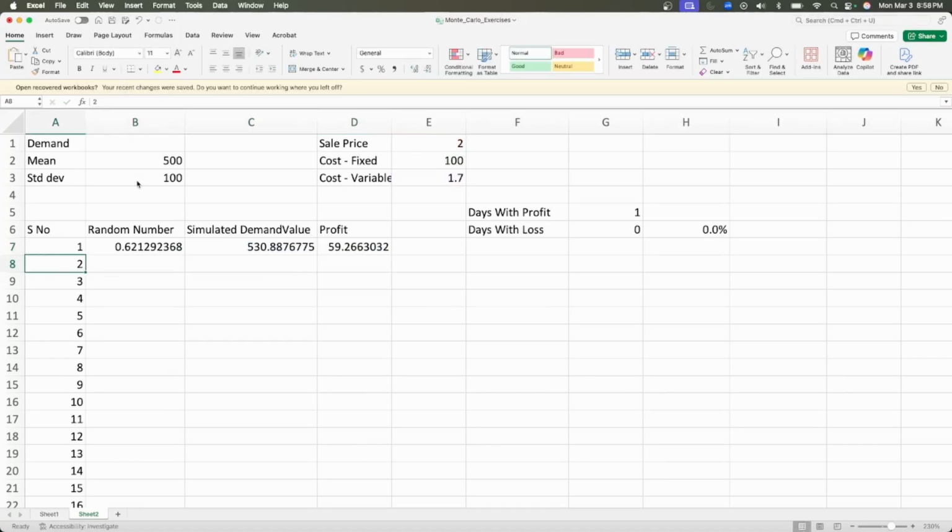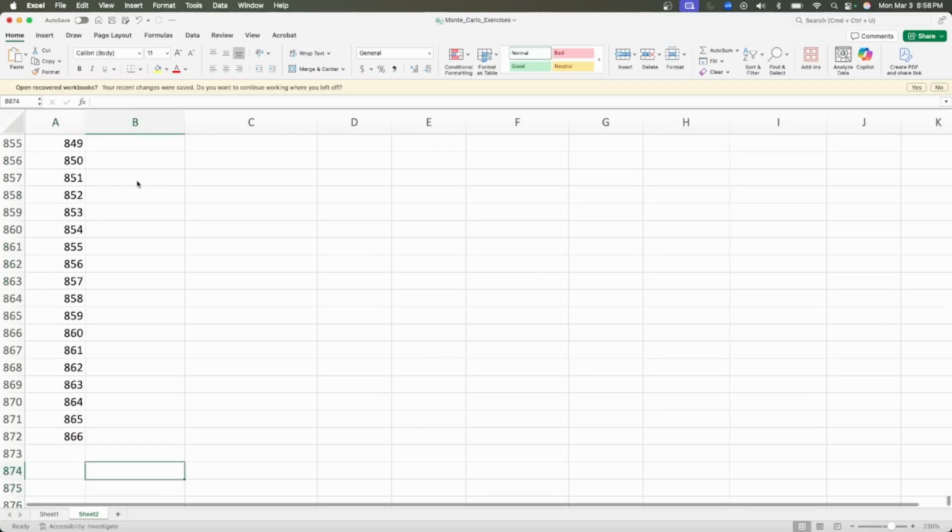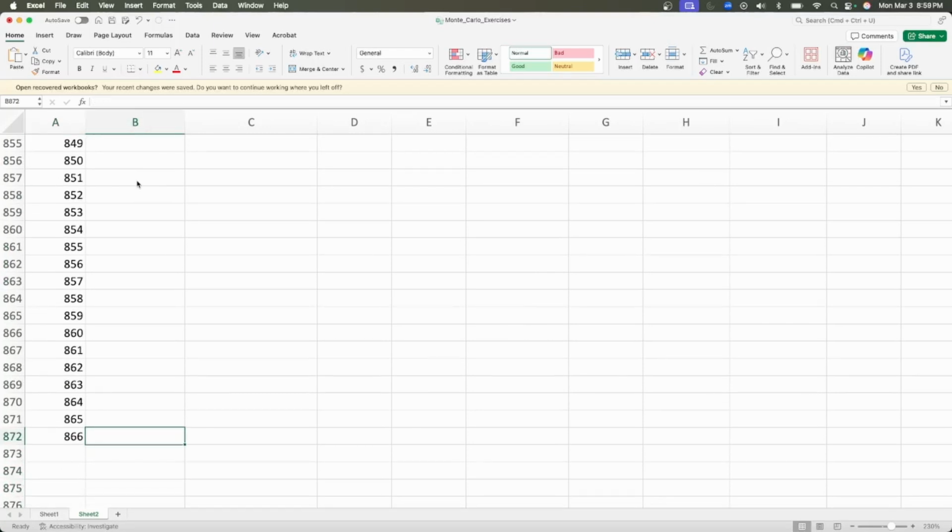Good. Now let's generate a whole bunch of data points. In order to do that, let's say that I want to generate data points for 866. I just picked a random number, 866. Feel free to increase it to 1000, 10,000, and so on. The more numbers you generate, the more accurate the simulation will be.